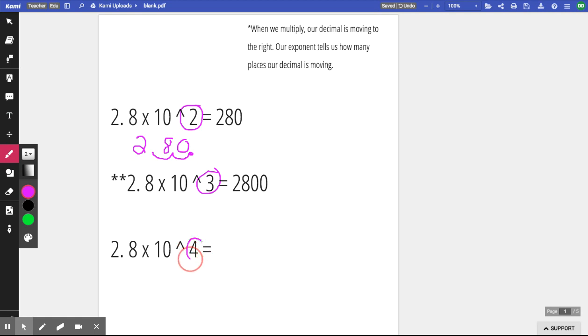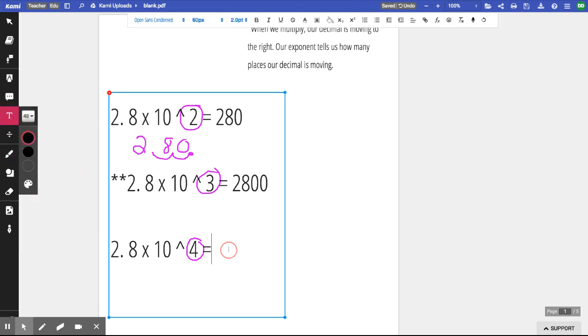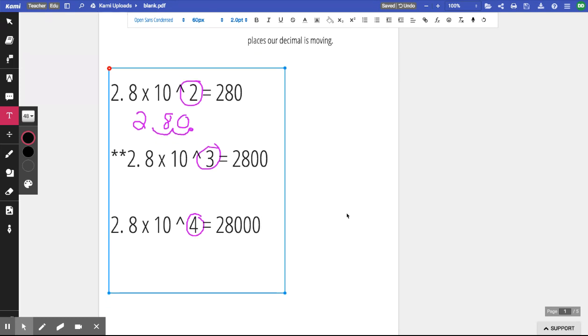Last problem. I'm moving my decimal point to the right 4 places, 2 and 8/10 times 10 to the fourth power. I have an answer of 28,000. Now, if you take a look, there is a pattern in the answers. 280, 2,800, 28,000. I'm adding a 0 each time.